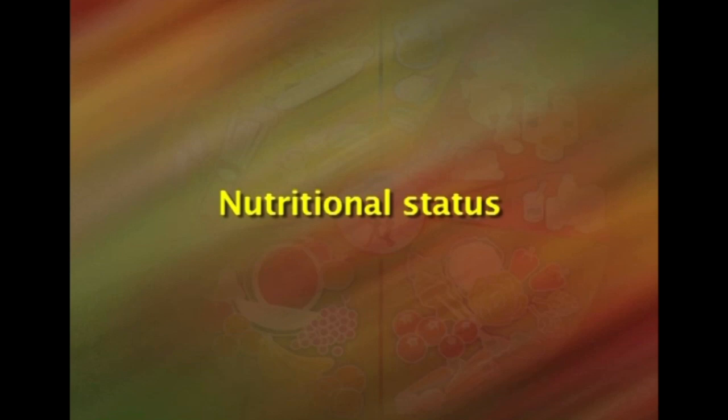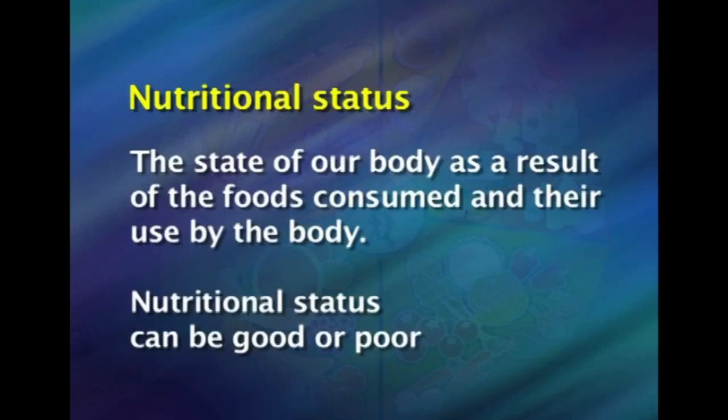Now coming to a concept called nutritional status. What is nutritional status? Nutritional status is the state of our body as a result of the foods consumed and their use by the body. Now nutritional status can be either good or poor. There are some characteristics to identify whether a person has a good nutritional status or a poor nutritional status. What are these characteristics?